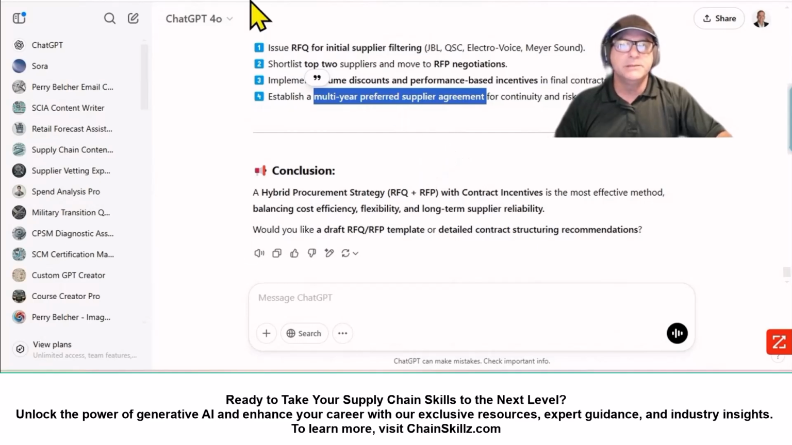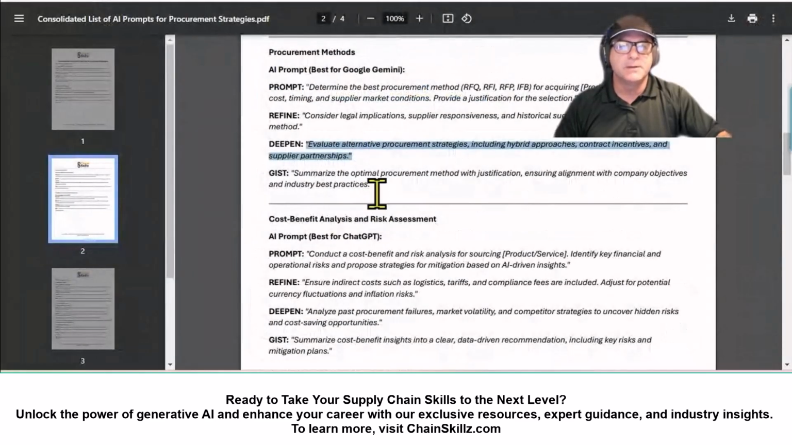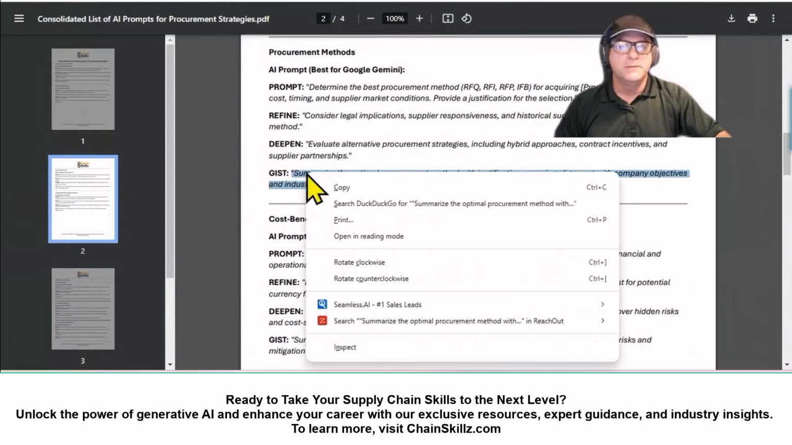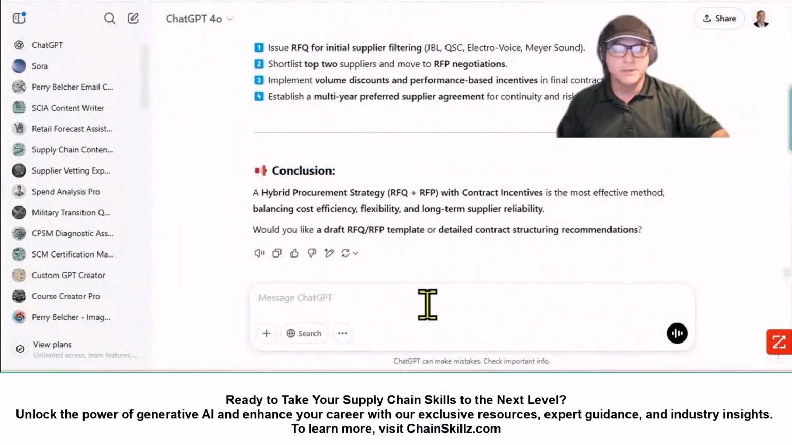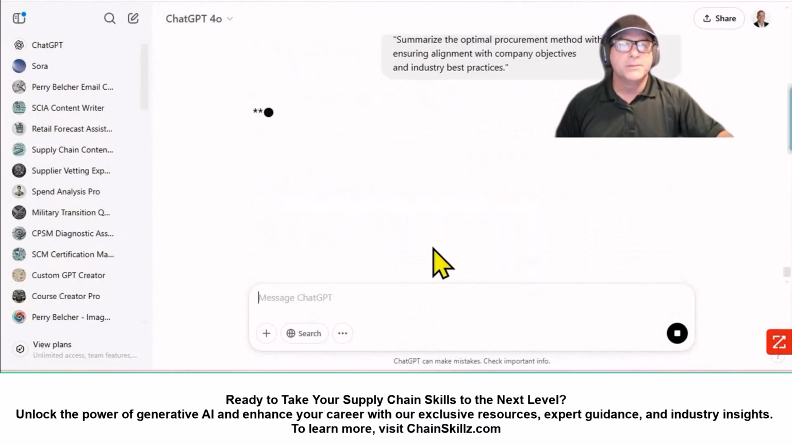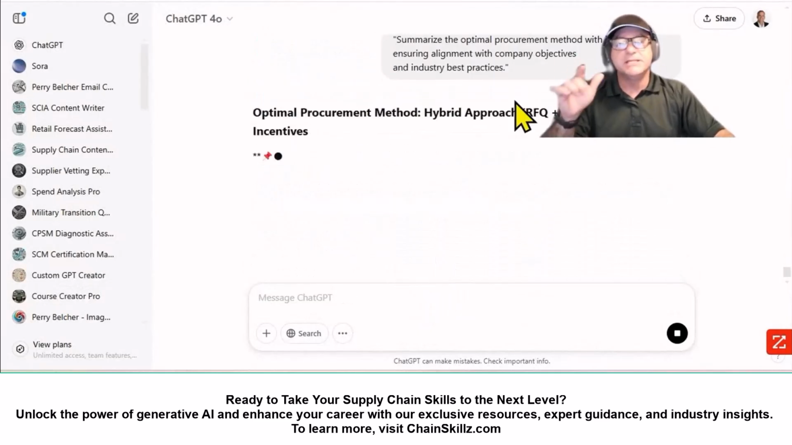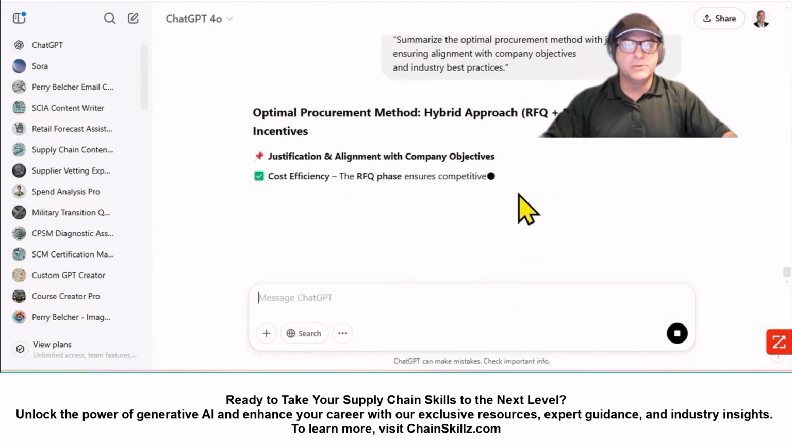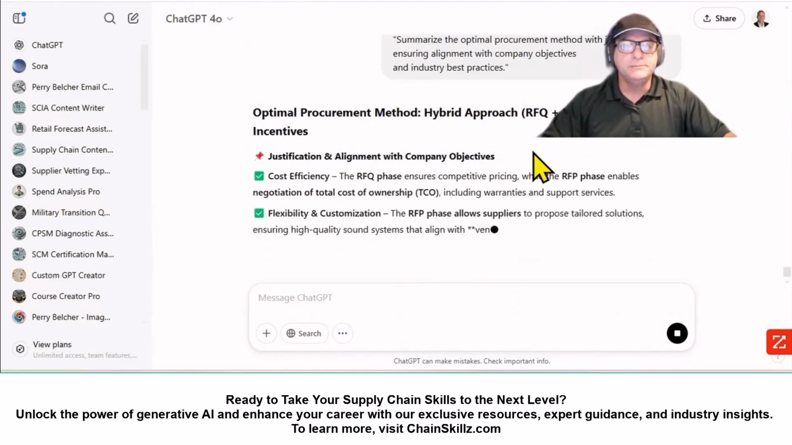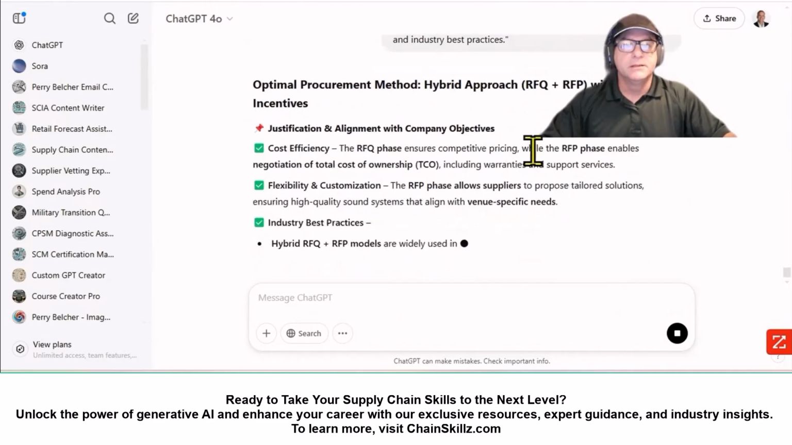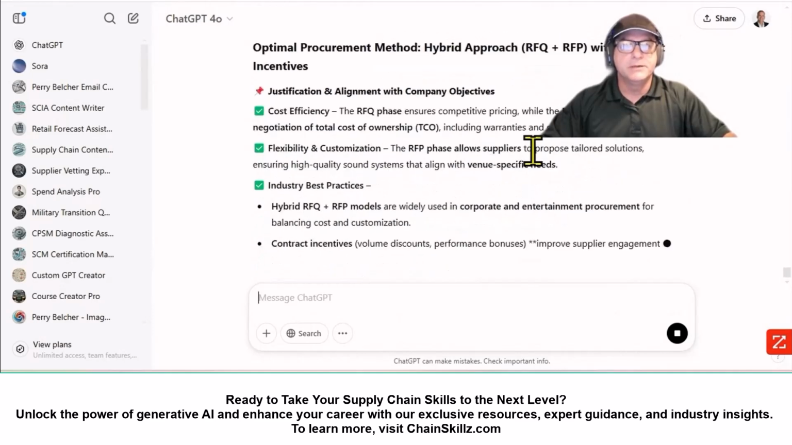Still wants me to do this. Hold on a second. Hold on. Let's put this in. And I'm very curious what kind of RFP it's going to give us. After the end of this, I'm going to say, write me a template. Let's see what it comes up with. Okay. Rolling it all out. All right, good.